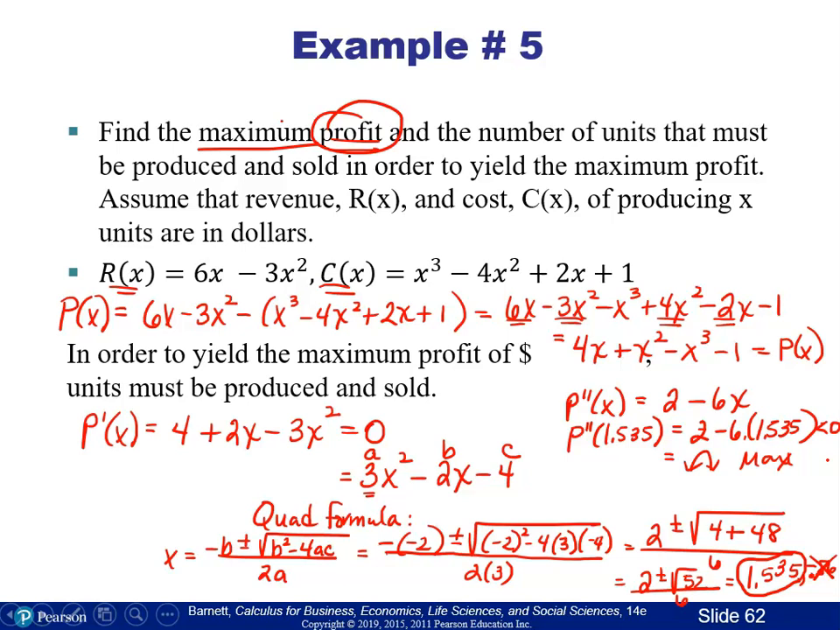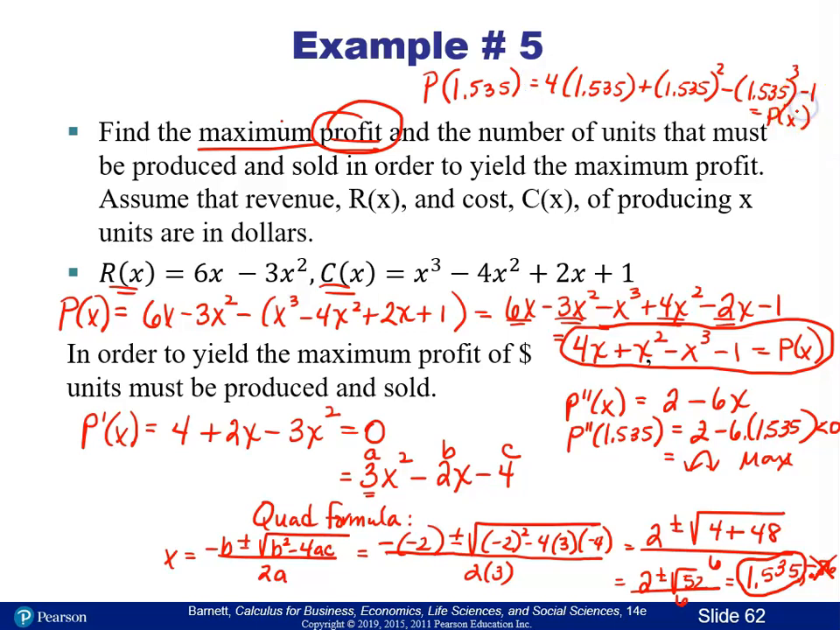And if I want the profit itself, I'm going to have to plug in to the profit equation. So my profit equation in its simplest form is here. So I'm going to take that equation and plug in the 1.535. Okay, and then evaluate that. And so when I evaluate that, I'm going to get 3.879. And since it's in thousands, that's going to be 3,879 units is what I'm looking at there.